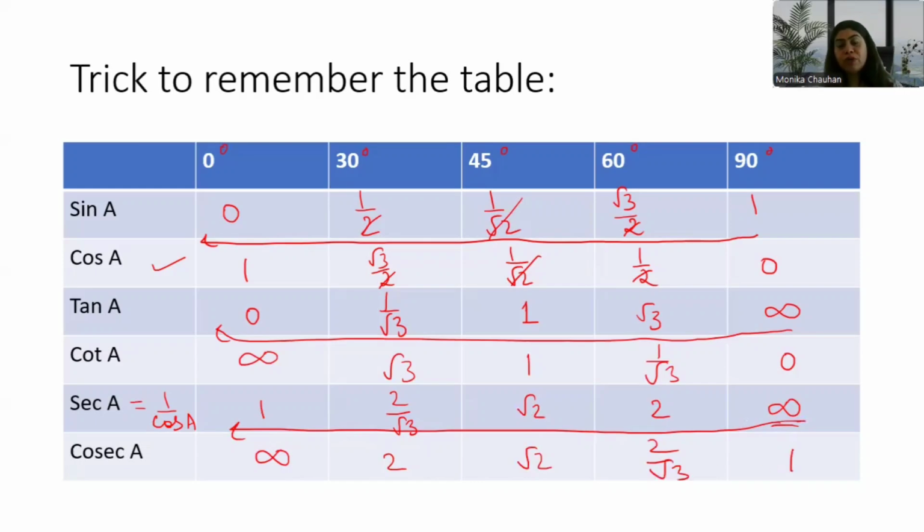So I hope you have seen how easy it is to make this trigonometric table, right? So you don't need to remember all the angles for all the trigonometric ratios. You only remember one for sine, and then make the other trigonometric ratios with the help of this.